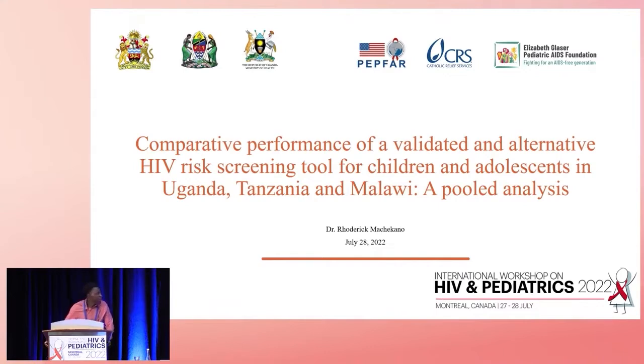The title of my presentation is Comparative Performance of a Validated and Alternative HIV Risk Screening Tool for Children and Adolescents in Uganda, Tanzania, and Malawi, a pooled analysis. I have to say this is a presentation of secondary data analysis resulting from a number of studies that were done separately, and we are trying to maximize the benefit of more data to see which tools can best be used for HIV risk screening.